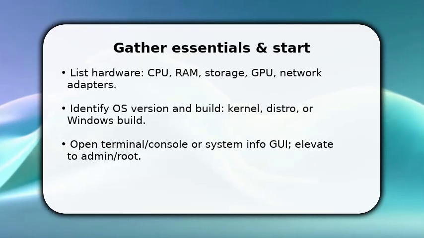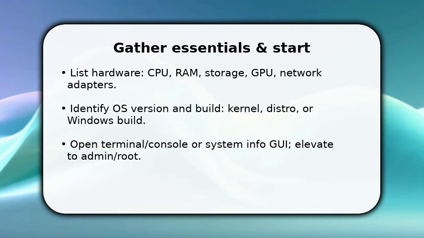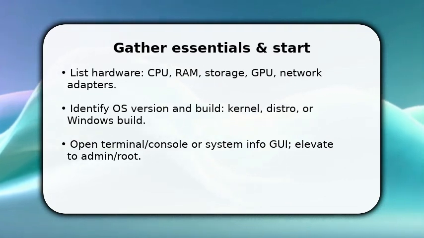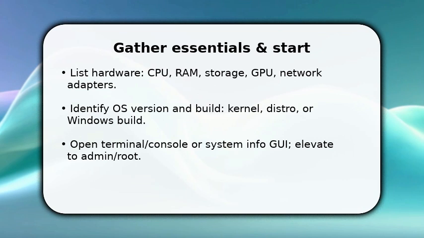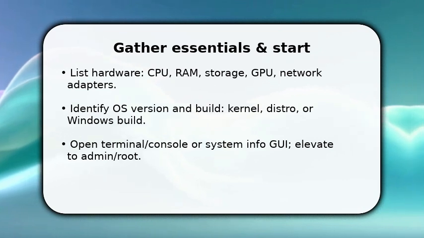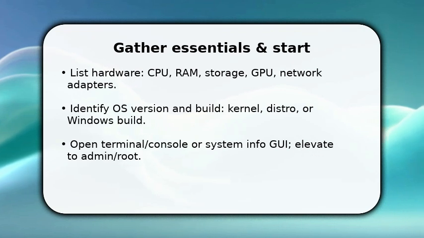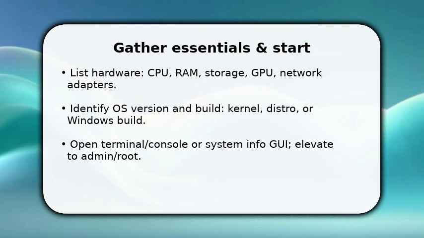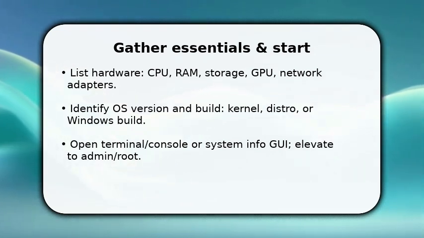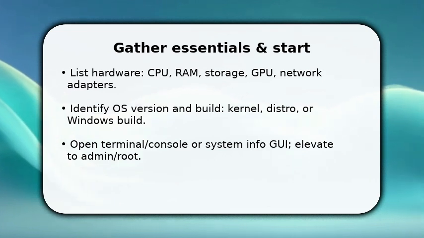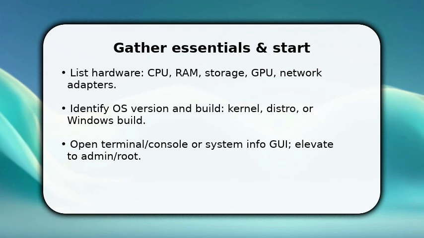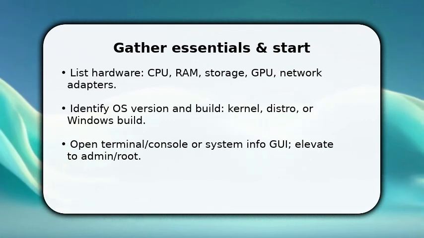You begin by collecting essentials and taking the first actionable steps. Open a terminal or system info app with admin permissions so tools report full details. Query the OS version, kernel, and build to know which commands will work. Check basic hardware counts, CPU cores, RAM size, and storage layout. This matters because some tools require specific kernel features. Once done, export or save raw outputs to a file so you can reference them during deeper inspection.